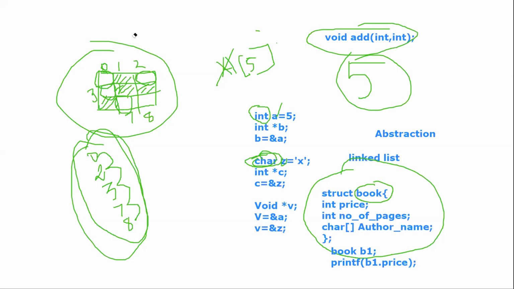Let me create another one quickly. So it will have data, and now I am creating a pointer variable in the book structure. Okay, now you can find the difference between this right side and this left side.